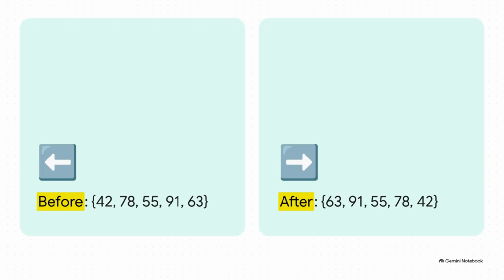We take the very first element, 42, and swap it with the last one, 63. Then we step inward, swapping 78 with 91. That middle element, 55, just stays right where it is. 2 quick swaps, and the whole array is flipped.